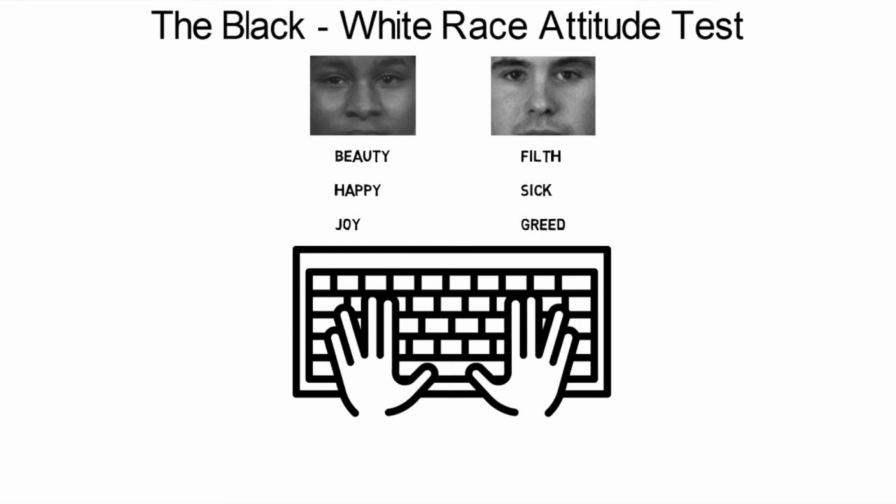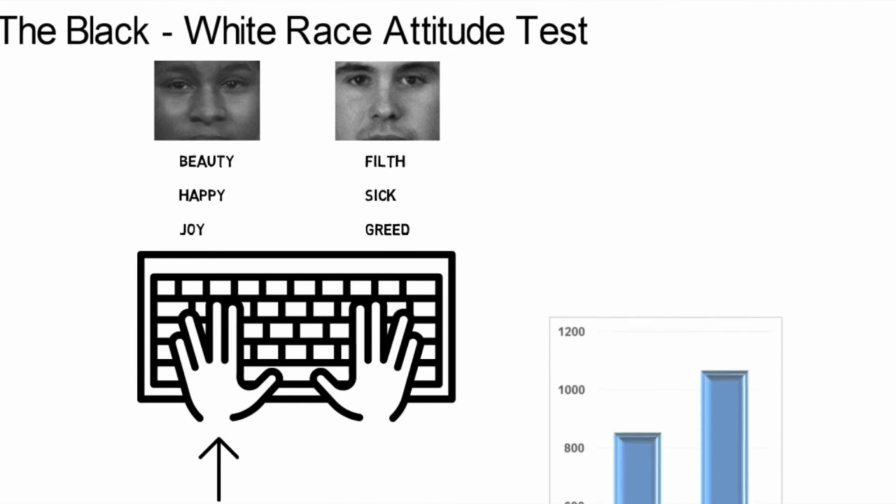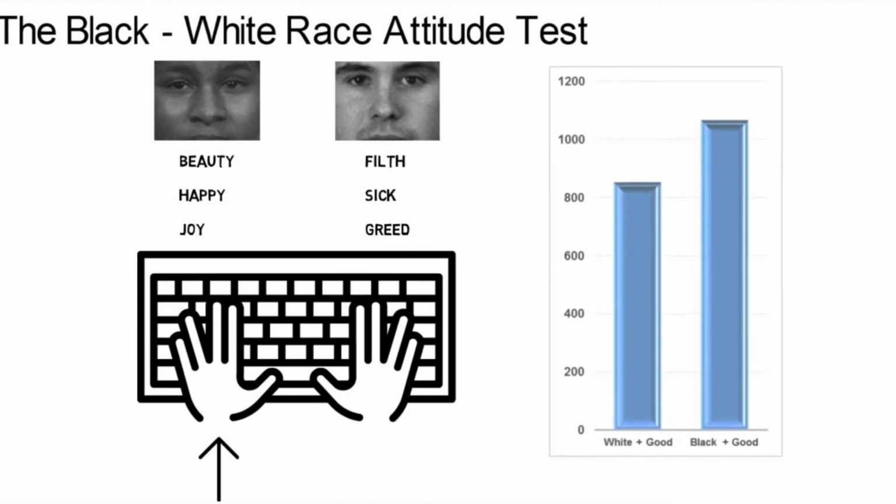Press the same key for white faces and bad words, and another key for black faces and good words. In these runs, most players can't quite get into a groove, take longer to respond, and make more mistakes by hitting the wrong key. The average time differential between the two arrangements, white plus good as compared to black plus good, is called the IAT effect and reflects the strength of an attitude. On average, we might be a fraction of a second faster pairing white faces with good words than black faces with good words. This means that on average, we have an implicit preference for whites.